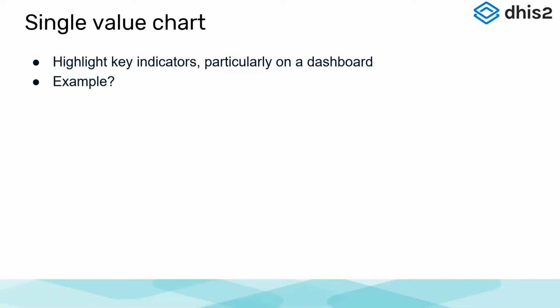There is no chart actually, it's just a number they will show. Any examples you can think of where a single value was shown on a dashboard in big numbers, big font? Any examples from recent experiences where this chart would be useful? Anybody who has seen it? Number of COVID deaths. Yes, exactly.